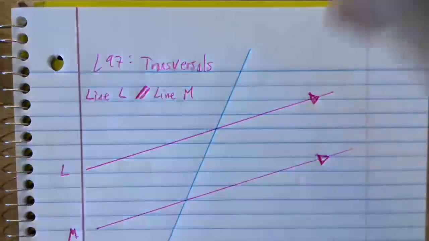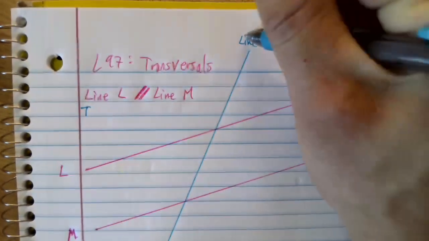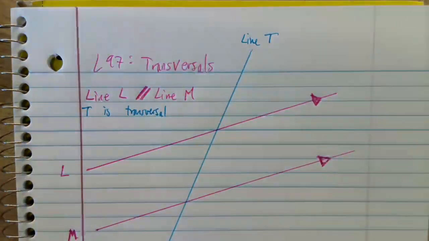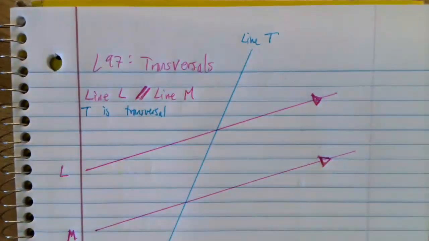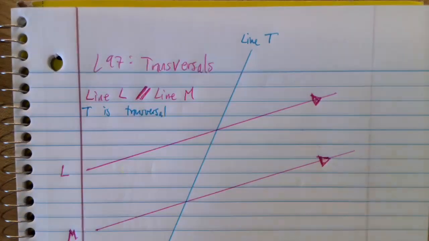We're going to call it line T for transversal. T is the transversal. Okay? Or is it supposed to be in the middle? It doesn't matter. You see, the lines, by definition, have no end, so there's technically not a middle. That's a strange concept. If you really think about it, it might hurt your brain. It hurts mine.